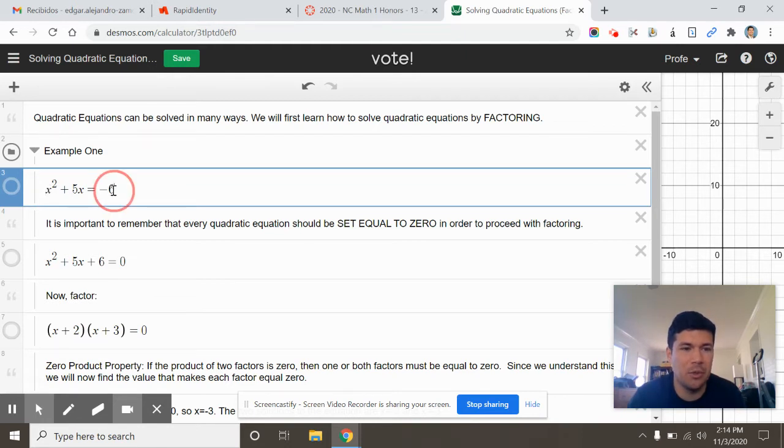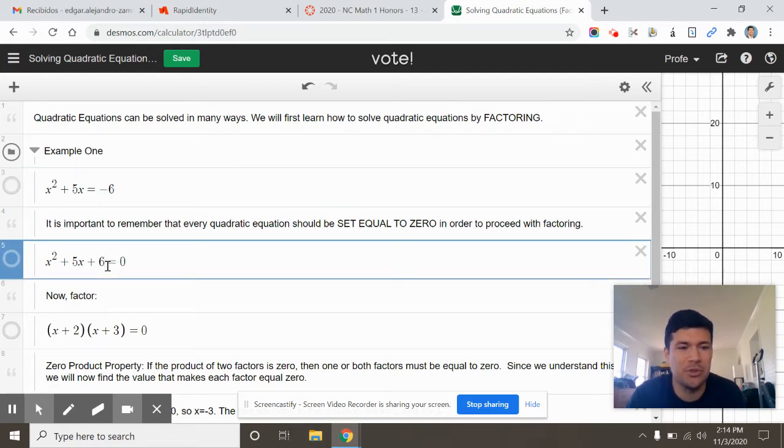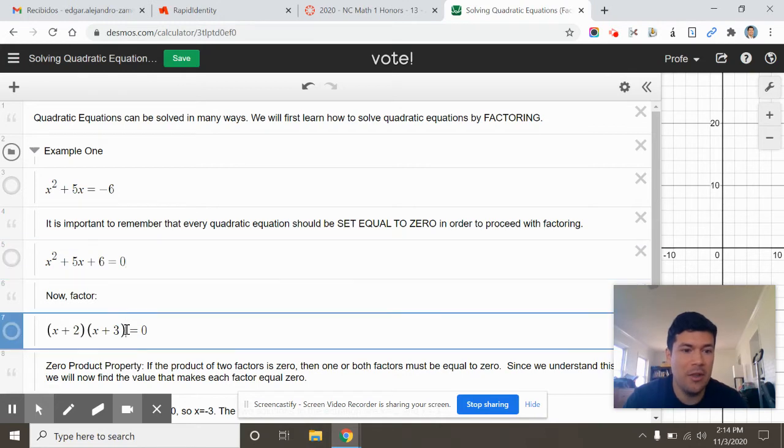To set it equal to 0, I added 6 to the left side. And now I've got x squared plus 5x plus 6 equals 0. Now you see your quadratic in standard form. Everything's together, ax squared plus bx plus c, and it's equal to 0. What that's going to help you with is that we already know how to turn a standard form quadratic into factored form. So that was the purpose of setting it equal to 0, or half the purpose really. Now that I've got it in standard form, I'm going to factor.